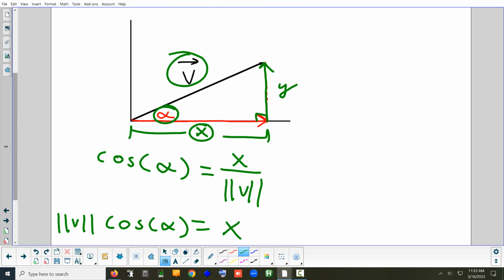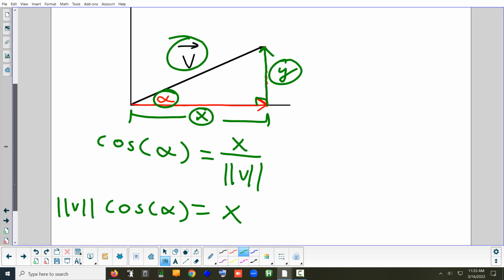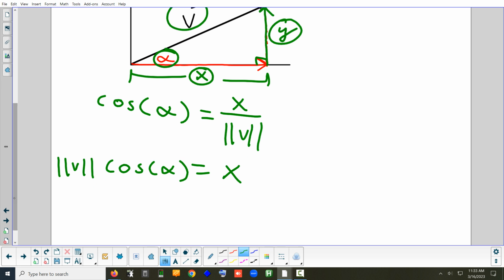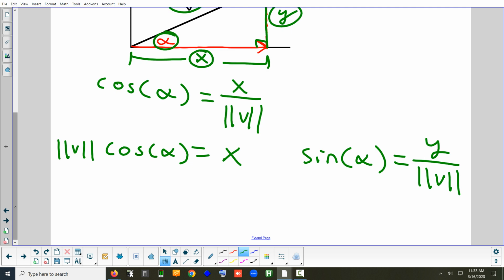Now we need to do the same thing for the vertical. What trig function is going to allow us to find the vertical component? So we got sine. Sine of alpha is going to equal what? Right. Opposite over the length of the hypotenuse. And what would y be when you get it by itself? Magnitude sine alpha.